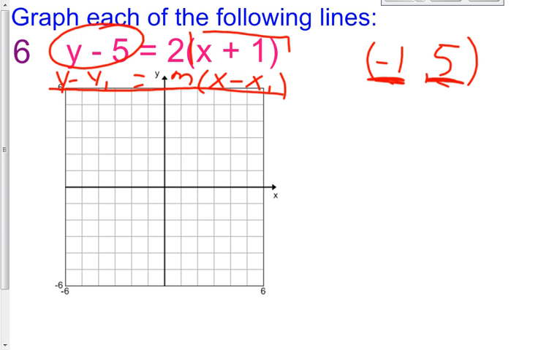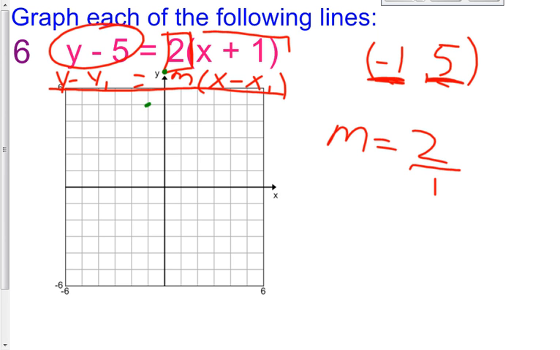And now just like on the last one, we were given our slope to find our second one, we're also given our slope to find our second point. That slope is a rise of 2 and a run of 1. You don't have to write 2 over 1, but just so you know, it's a rise of 2 and a run of 1. You have all the information you need. Now put it on our graph. My point is at a -1, up 5, 1, 2, 3, 4, 5. And then my rise over run is a rise of 2 and a run of 1.